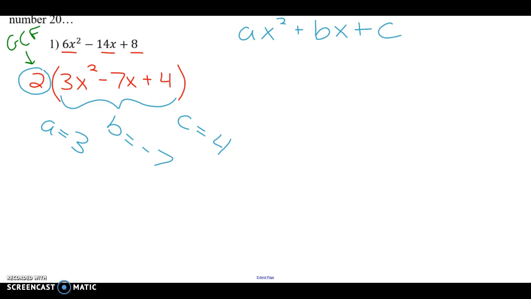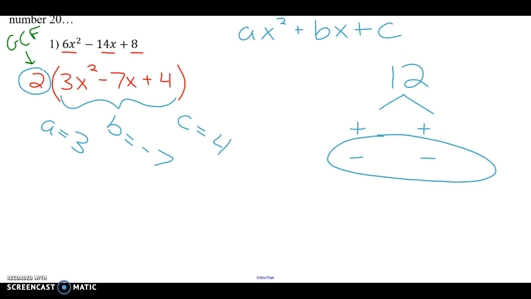Okay, so what is a times c? 12. And it's positive 12, right? Which means it's either a positive times a positive or a negative times a negative. It's the only way you can multiply to get a positive number, right? But what do we have to add up to in the middle? A negative number. So which scenario is this? They both need to be negative, right? Negative times a negative is a positive, but a negative plus a negative gets further negative.